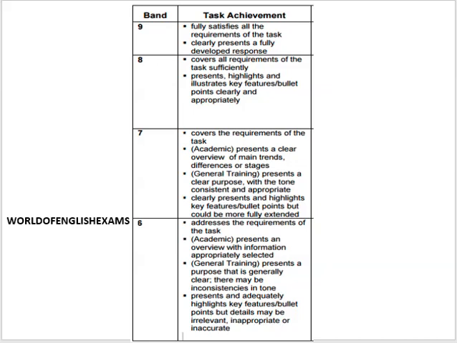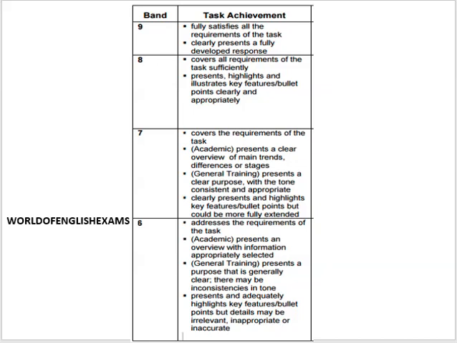I repeat once again, you have to summarize the details, you have to interpret the data, and you have to signify the key points such as variations and comparisons. Then clearly presents a fully developed response. So all the responses, whether it is for academic or general, are clearly and fully developed. Then the band score would be 9. So I hope you got a clear idea about task achievement.